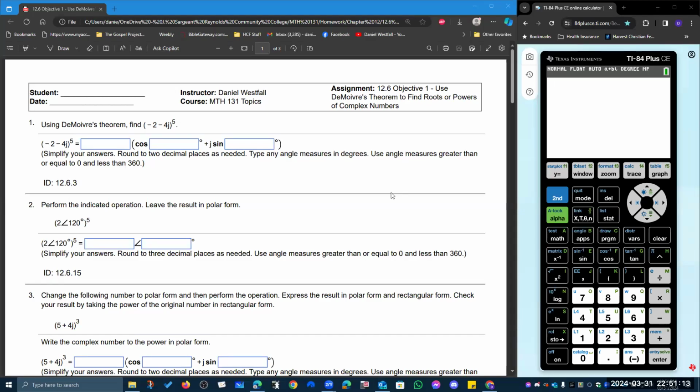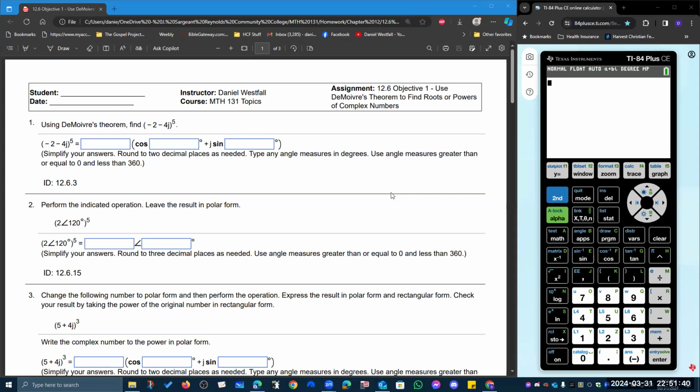In this video, we're going to talk about 12.6 Objective 1, where we use DeMoivre's theorem to find roots or powers of complex numbers. I'm going to show you the method that they want you to use here for my labs. When we get into later problems, you're going to see how it gives you an approximately right answer. Calculator gives you a better answer. Let's go ahead and get started here.